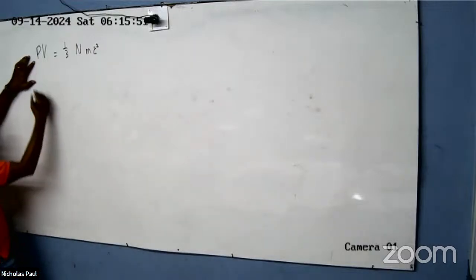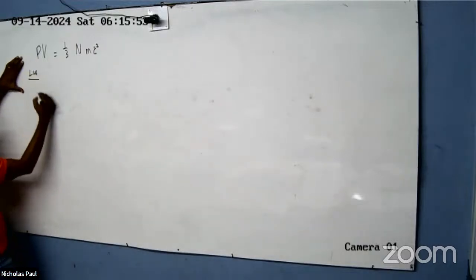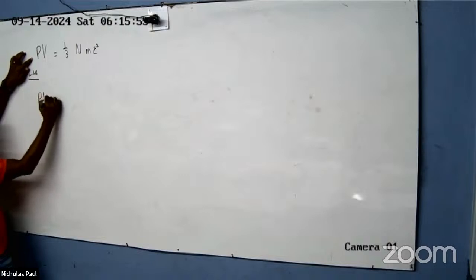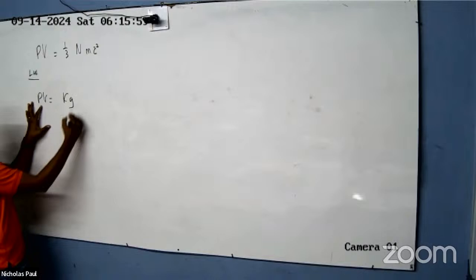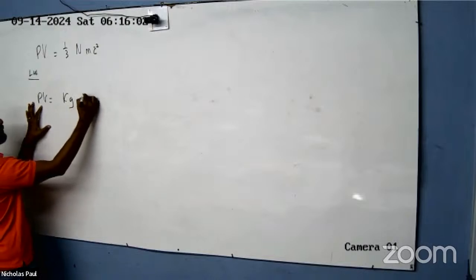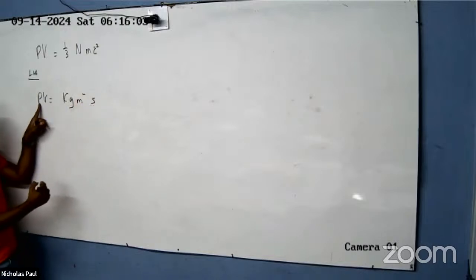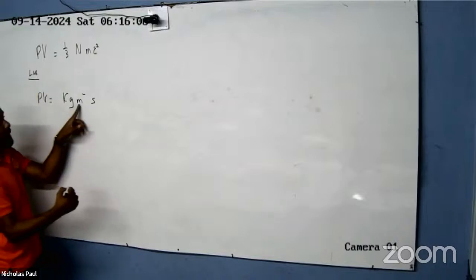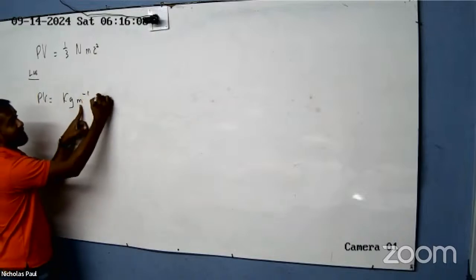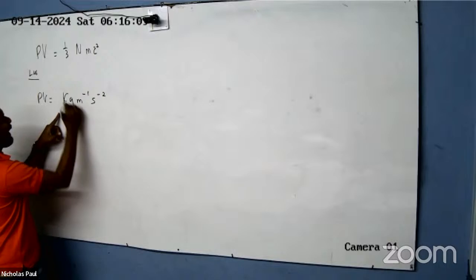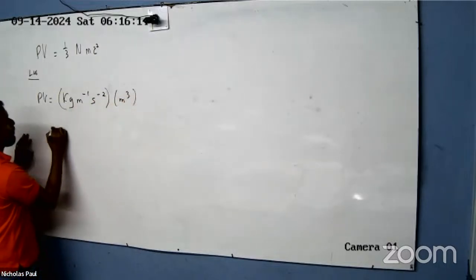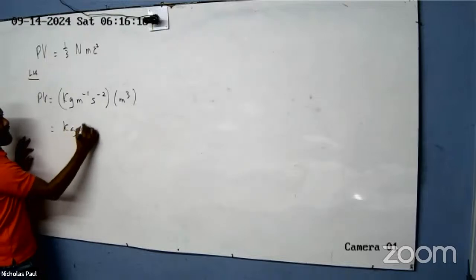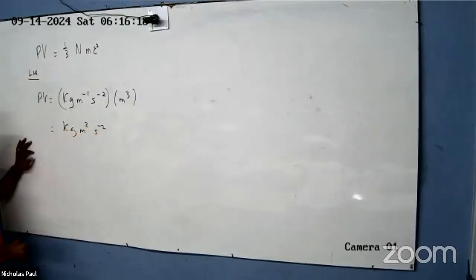So let's see what we got. Left hand side is PV. Pressure is kg m to the -1 s to the -2, and volume is m cubed. So this is kg m squared s to the -2.